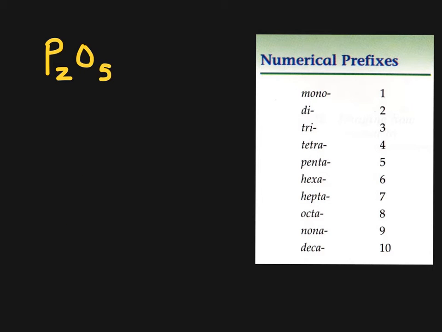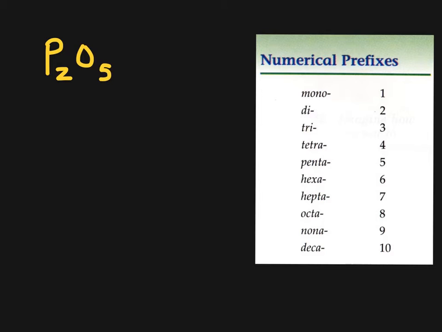What scientists decided to do was to use something called prefixes. These are the numerical prefixes we will be using for our nomenclature of covalent compounds. Make sure that you write these down along with the other notes from the other slide. Let's take a look at this example, P2O5.